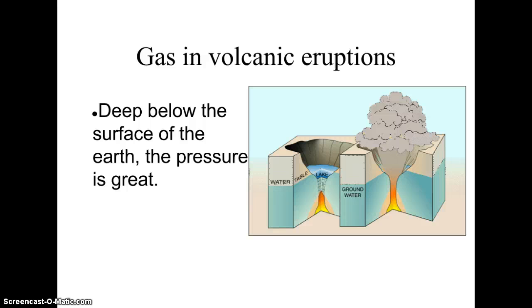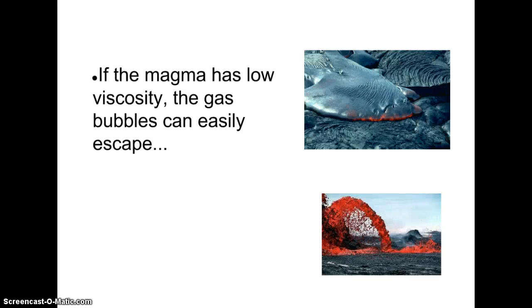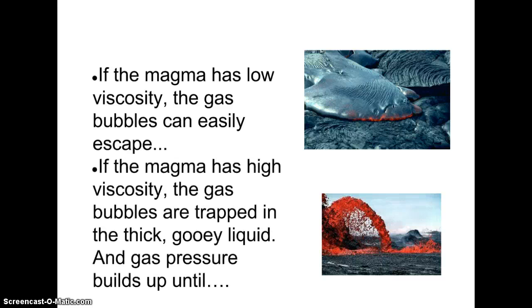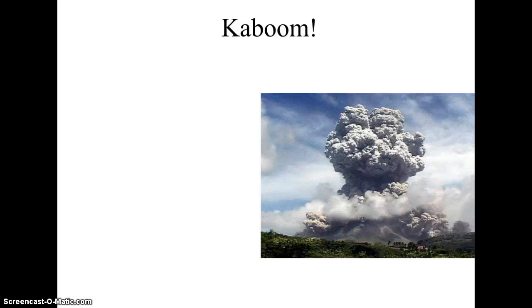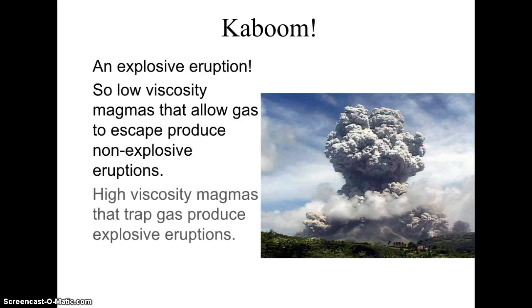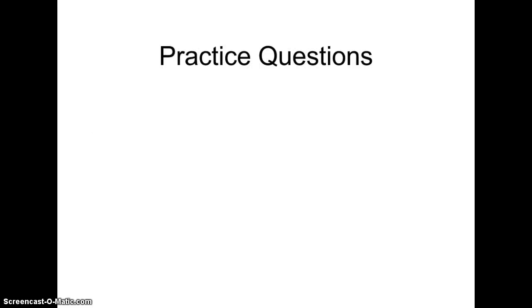Deep below the surface of the Earth, the pressure is pretty high, and volcanic gases get dissolved in the liquid. If the magma has low viscosity, the gas bubbles can easily escape. But if the magma has high viscosity, the gas bubbles get trapped in the thick and gooey liquid, and the gas pressure builds up until an explosive eruption. So low viscosity magmas that allow gas to escape produce non-explosive eruptions, but high viscosity magmas that trap the gas tend to produce explosive eruptions. You can think of a soda bottle analogy. Dissolved gas is under pressure inside of a bottle. It escapes violently as the pressure drops.